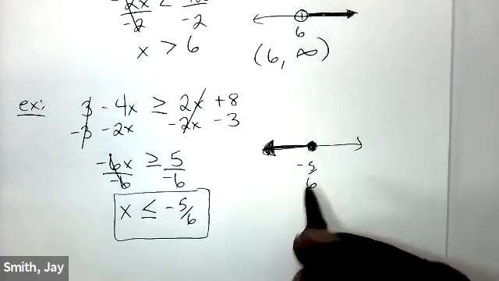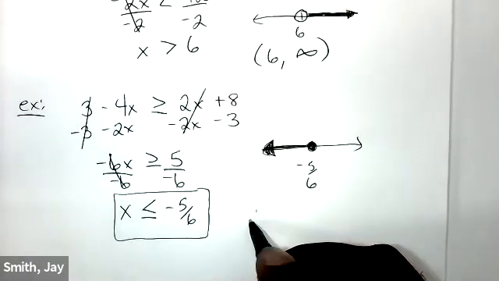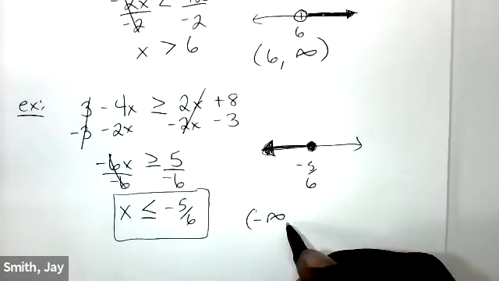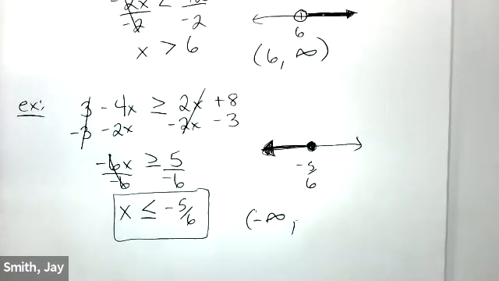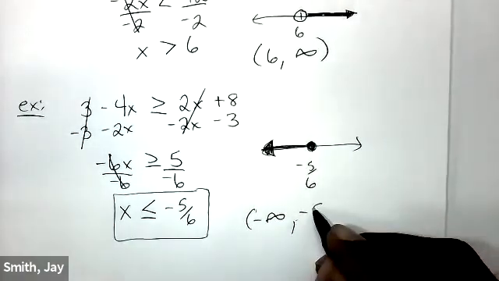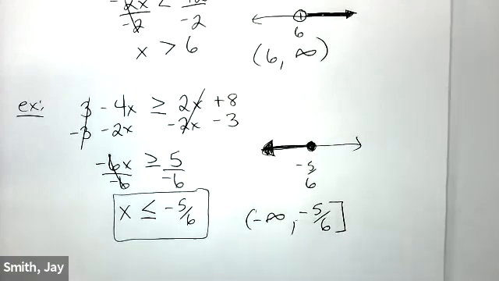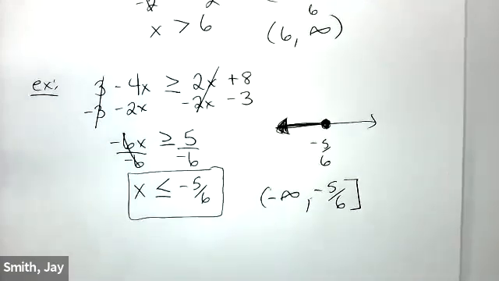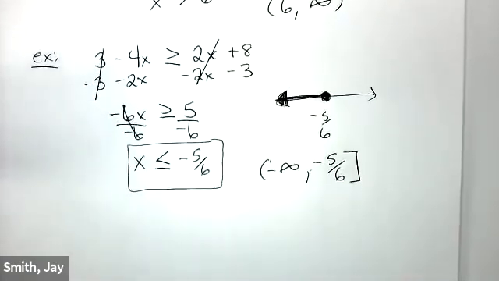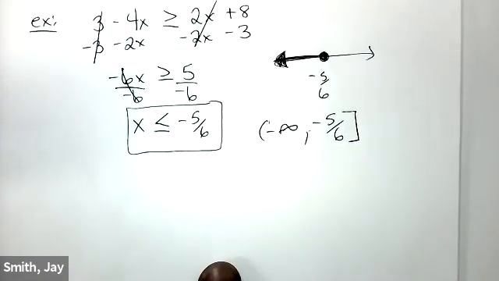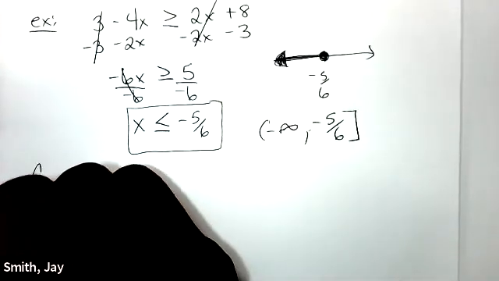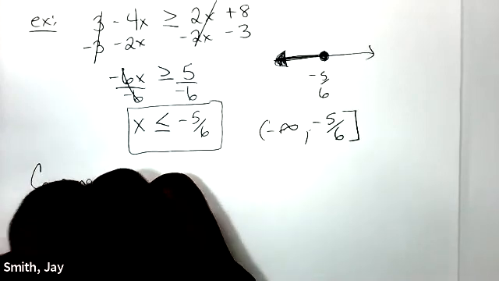So in interval notation, this goes to negative infinity. You want to write the least value first, so it'll be from open parenthesis, negative infinity to negative 5/6, close bracket to show that negative 5/6 is a part of my solution set. Next type of problem we'll have is compound inequality.